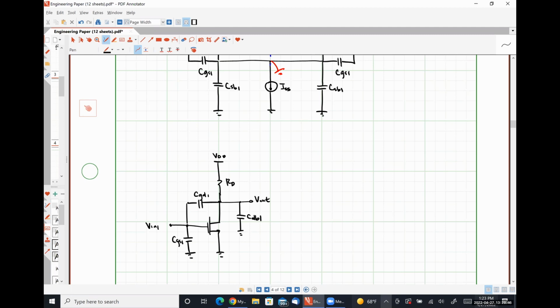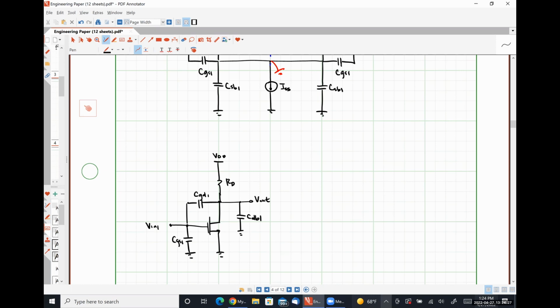Or we could use the Miller technique to split up this capacitance CGD1 and have some of it in parallel with CGS1 and some of it in parallel with CDB1. What would be our transfer function between our gate and drain node here? It's a common source amplifier. Like the most basic common source amplifier. Negative GMRD.